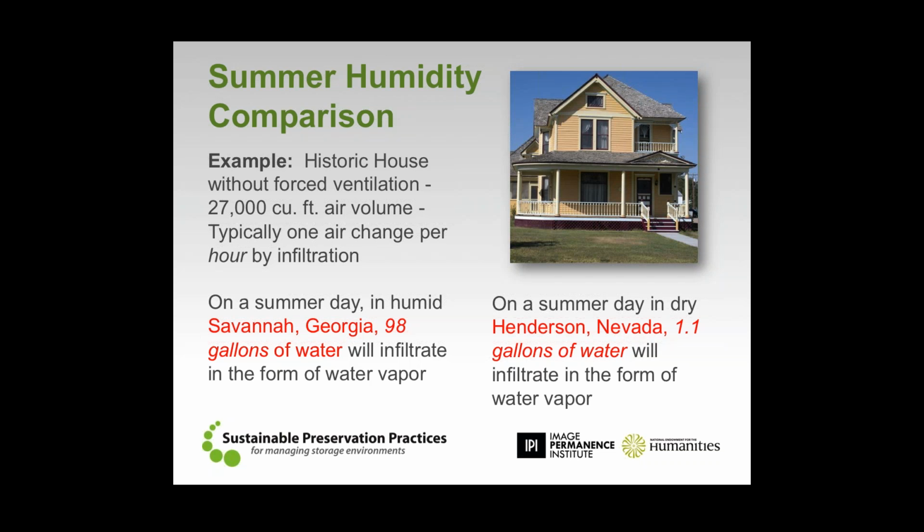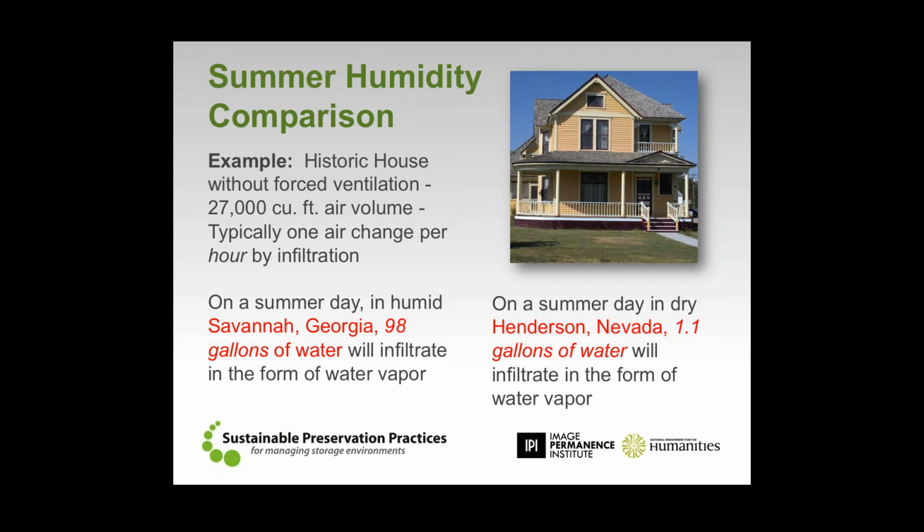What we know is that for typical construction, we're going to see about 1 air change of the total volume in the house per hour, just through infiltration, just through coming in through windows, coming in through the roof or through doors, just moving throughout the structure of the house. Now, if we take that historic house and plop it down in the middle of Savannah, Georgia in the U.S., on a nice, hot, humid summer day, we're going to see about 98 gallons of water infiltrate through that house in the form of water vapor. And I think any way we look at it, that's a lot of moisture that we're dealing with in terms of what is coming in from the outside air.